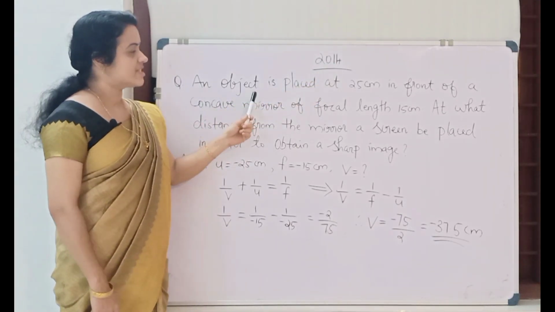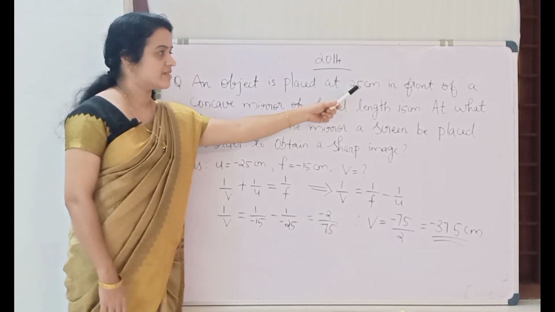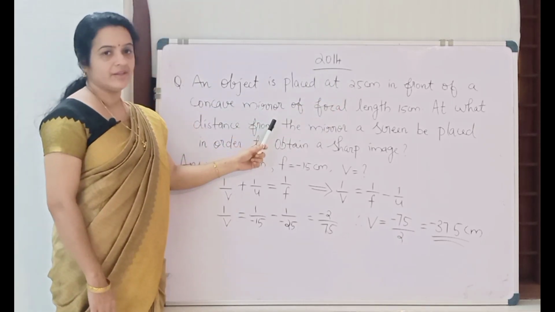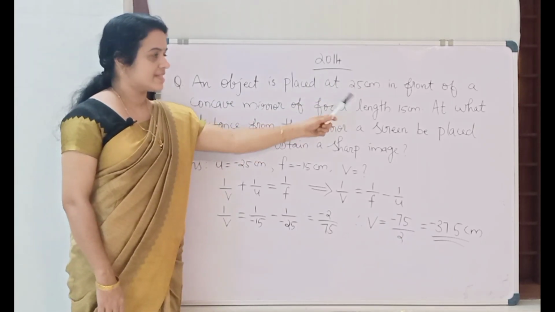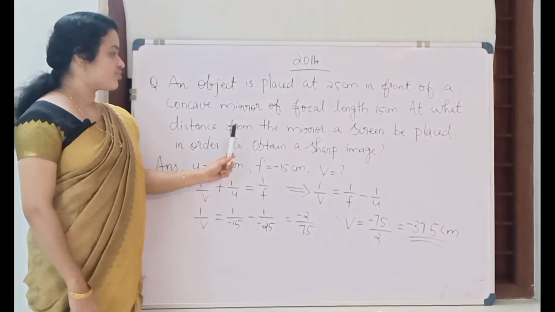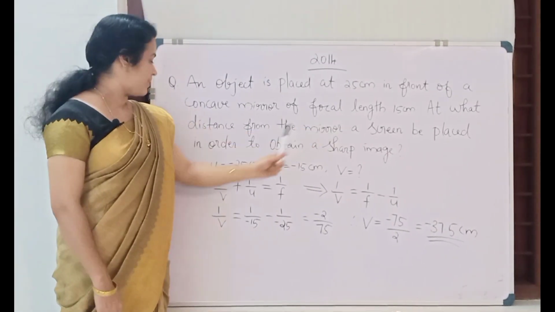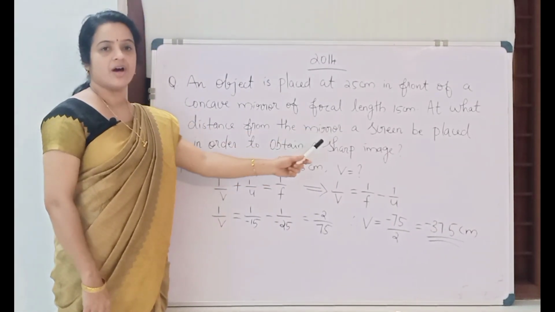2014: An object is placed at 25 cm in front of a concave mirror of focal length 15 cm. At what distance from the mirror should a screen be placed in order to obtain a sharp image?